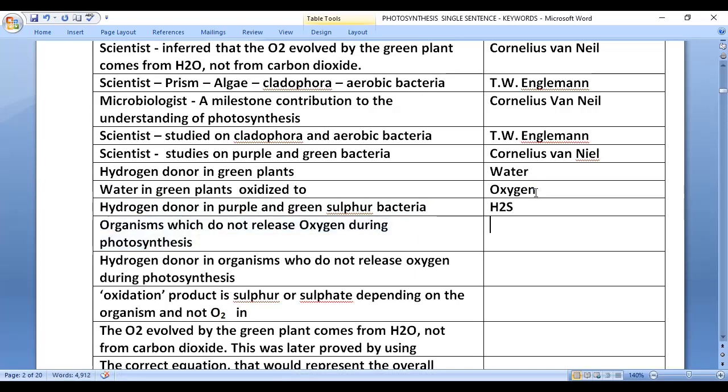Which organisms do not release oxygen during photosynthesis? Purple and green sulfur bacteria. The hydrogen donor in organisms that do not release oxygen during photosynthesis is H2S. The oxidation product is sulfur or sulfate depending on the organism, and not oxygen, in purple and green sulfur bacteria.